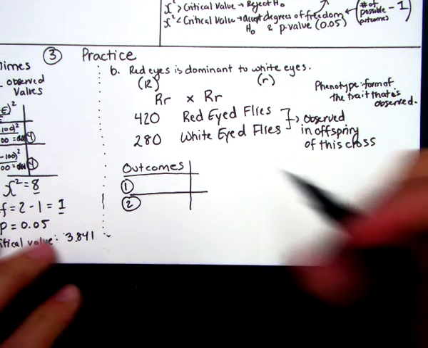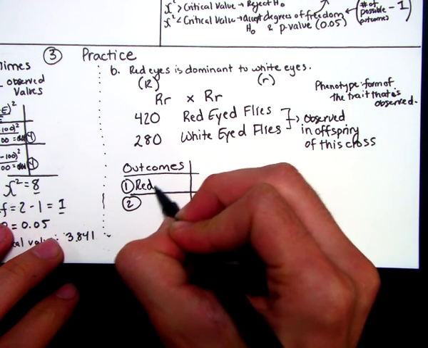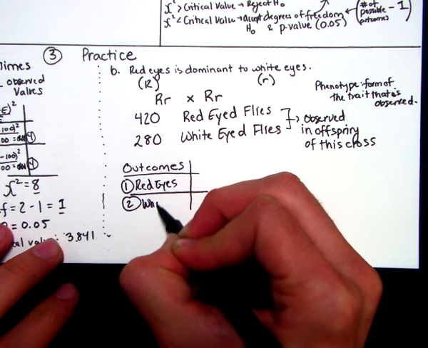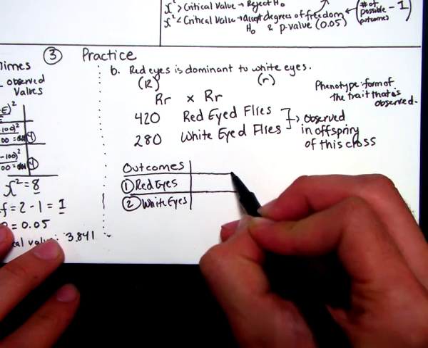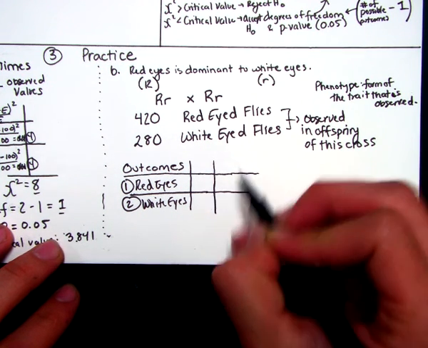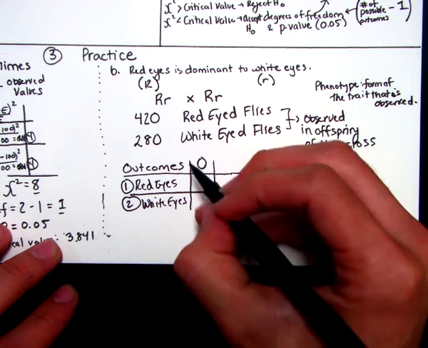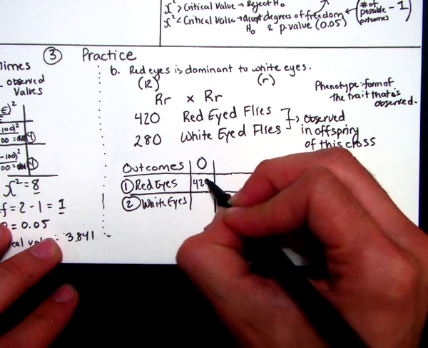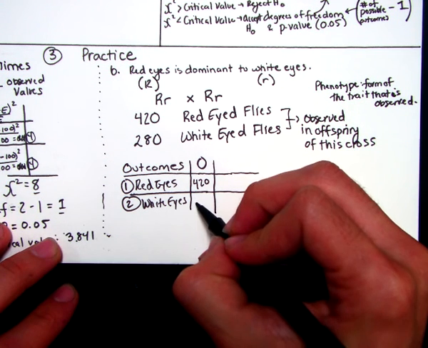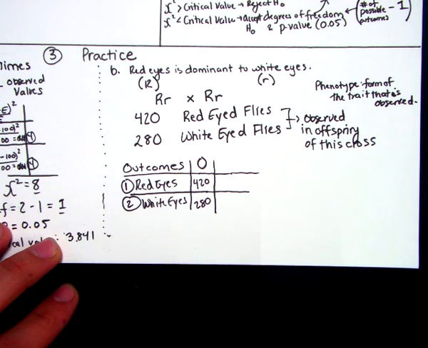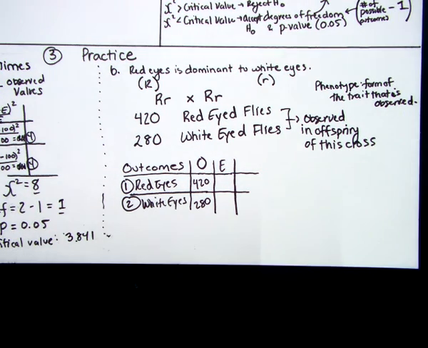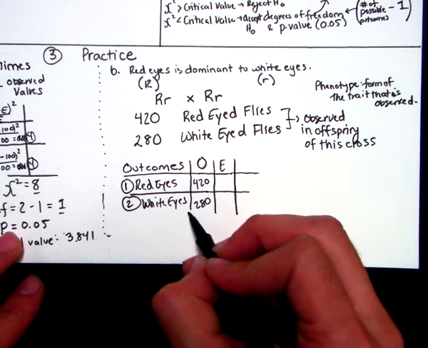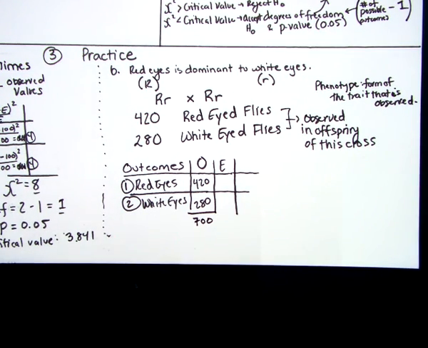And Kevin, what are those 2 outcomes? Yeah, you got it, right? So the only 2 outcomes are red eyes and white eyes. All right. So I'm going to take my observed. I observed 420 offspring that had red eyes and 280 that had white eyes. How do I find my expected values? Well, first of all, like Kevin mentioned, there are 700 flies that were observed, right?